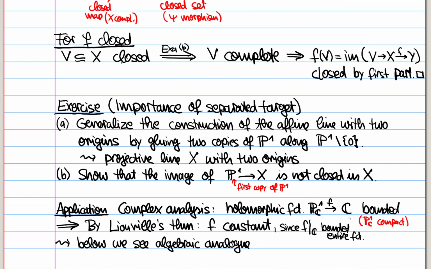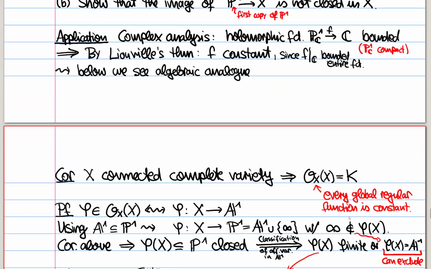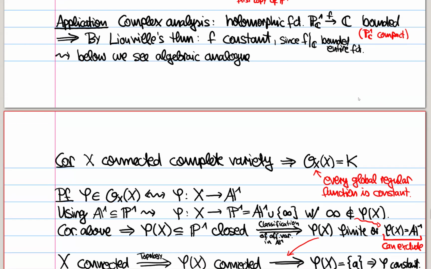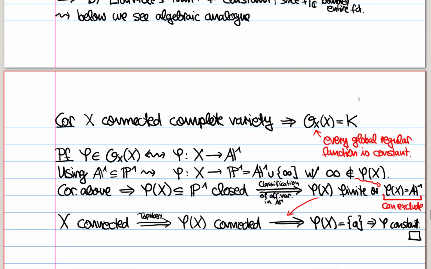And this is a statement which now also can make sense in the algebraic geometry category. And below we see this kind of algebraic analog. The algebraic analog is just that if X is a connected and complete variety, then the set of regular functions on all of X is exactly just the set of constant functions. Similar to here, the set of holomorphic functions on this compact space is just the constant functions. And the proof is now also not super difficult.